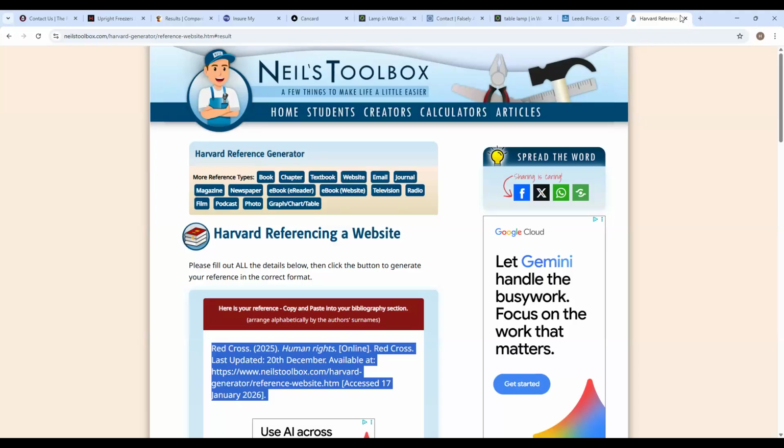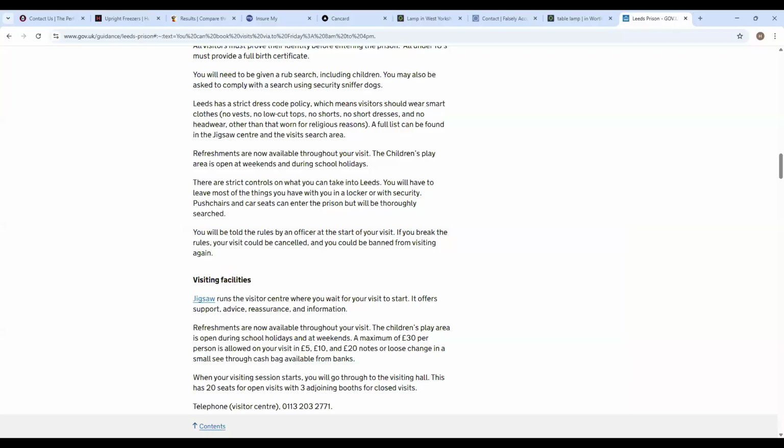This is the Harvard system referencing generator, and you'd use this for everything. Now, you could submit your assignment. You have 2 weeks after today to submit your assignment, and you would submit it to learnerwork@ukvarsity.co.uk.